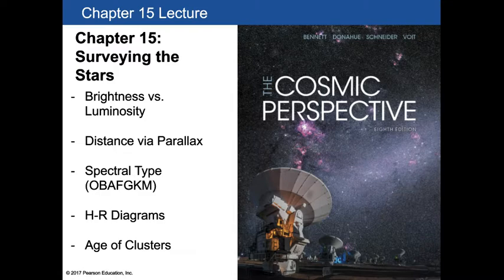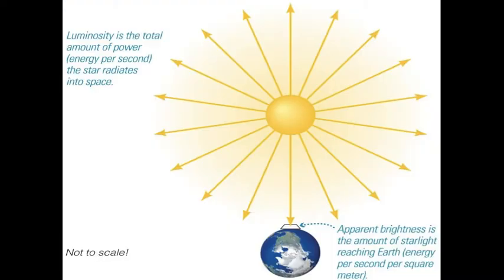Hello everybody. In this lecture, I'll cover half of Chapter 15. In Chapter 15, we broaden our understanding of stellar properties, whereas in Chapter 14, we were mainly concerned with the Sun. Here we have an illustration of the Sun and the planet Earth, and we see the sunlight coming towards us.